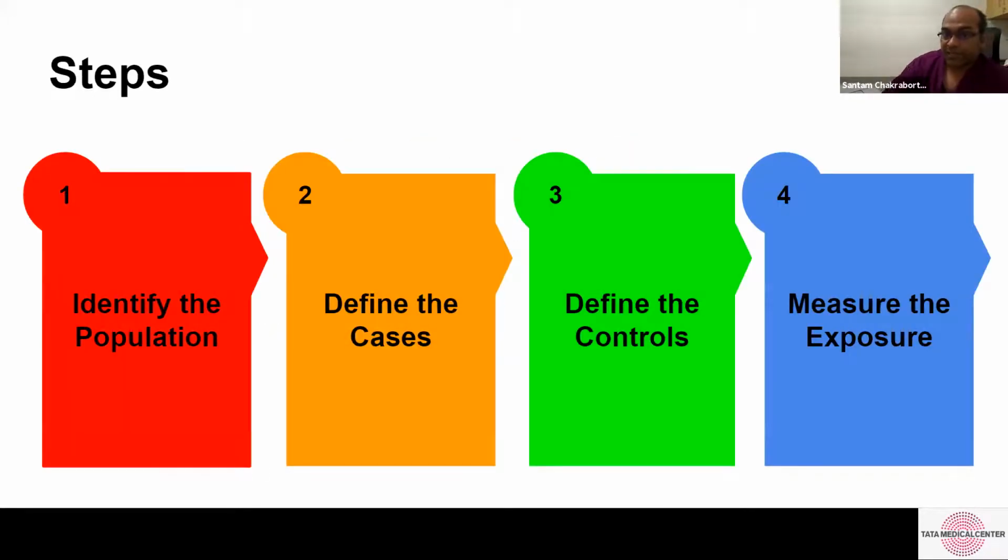Now, a case control study starts with identifying the population of interest. It goes on to then define the cases. You have to define this very precisely. Then define the controls and then measure the exposure. Please remember that the purpose of the case control study is to find out whether this exposure is associated with this case.